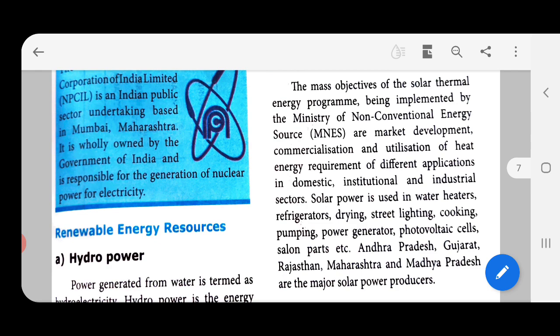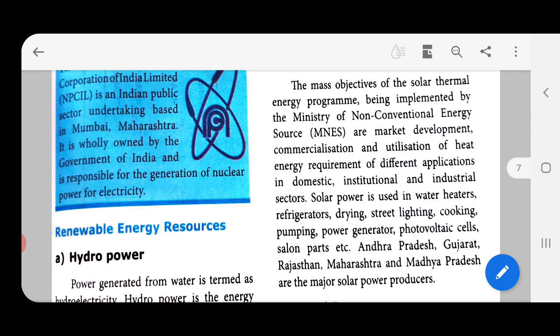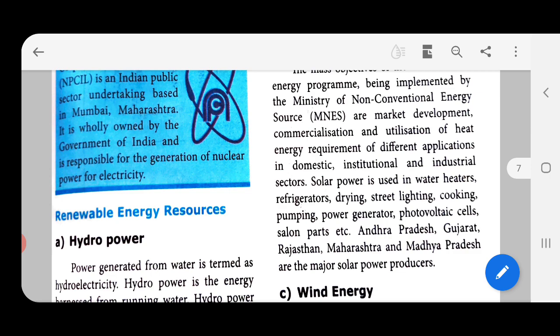So the main reason this solar energy program was implemented by the Ministry of Non-Conventional Energy was this. They did development, they did commercialization, and also they had to work on the utilization. They had to think about the requirements for its applications as well.